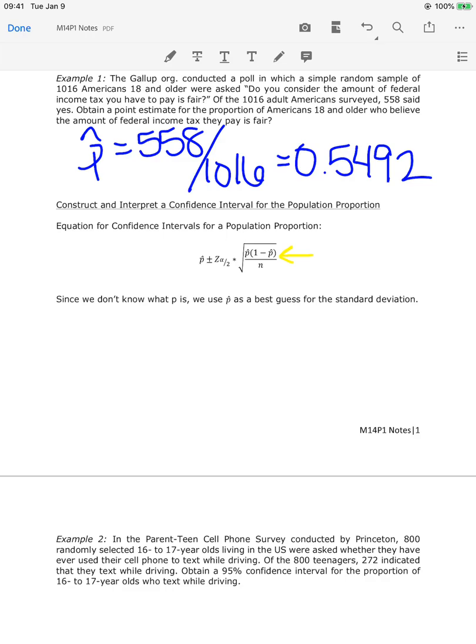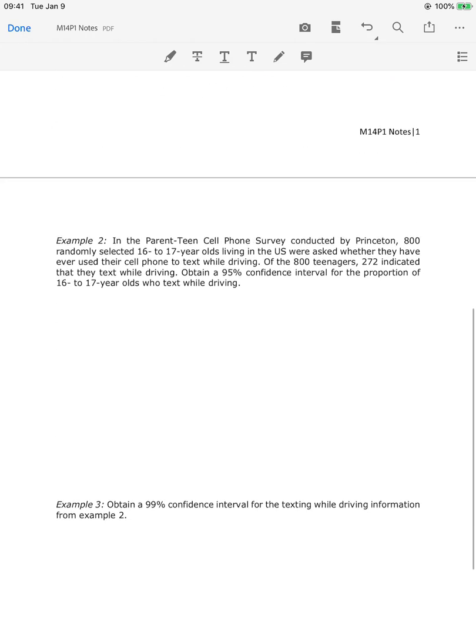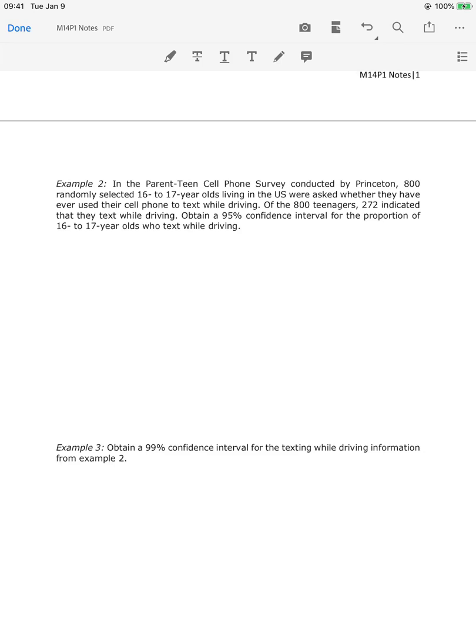So let's go ahead, we're going to get straight into an example of how to calculate this. In the parent teen cell phone survey conducted by Princeton, 800 randomly selected 16 to 17-year-olds living in the U.S. were asked whether they have ever used their cell phone to text while driving. Of the 800 teenagers, 272 indicated that they text while driving. Obtain a 95% confidence interval for the proportion of 16 to 17-year-olds who text while driving.